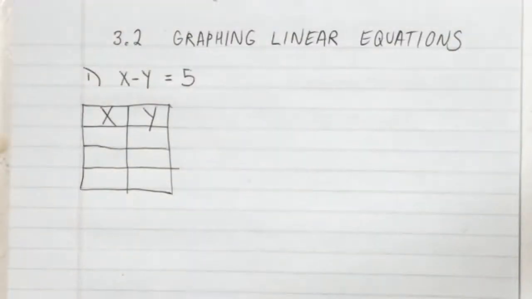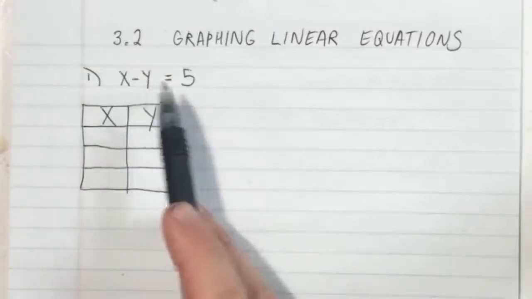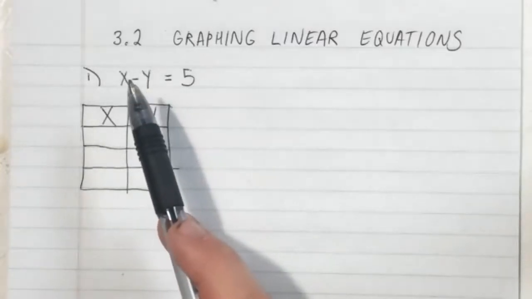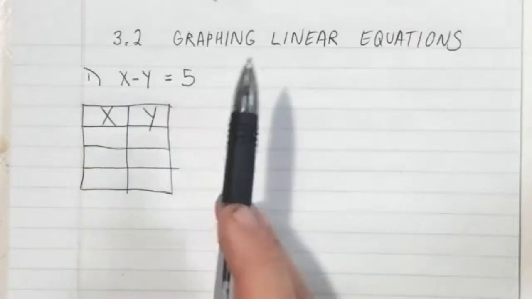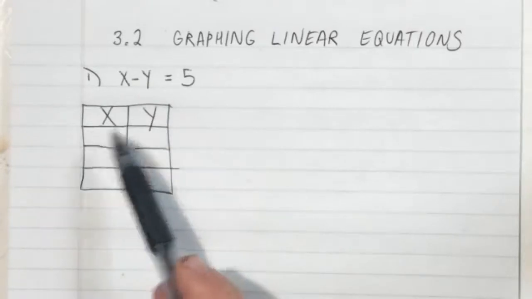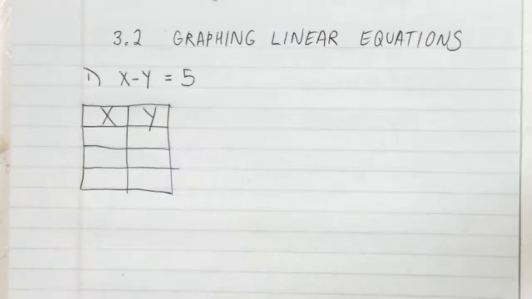All right, so now we're on 3.2. What they're going to do is give you an equation of a line. As long as there's no squared values on here, this is just going to be a straight line. And we're going to show you how to graph these lines by using a table, and we're going to plug in the values.